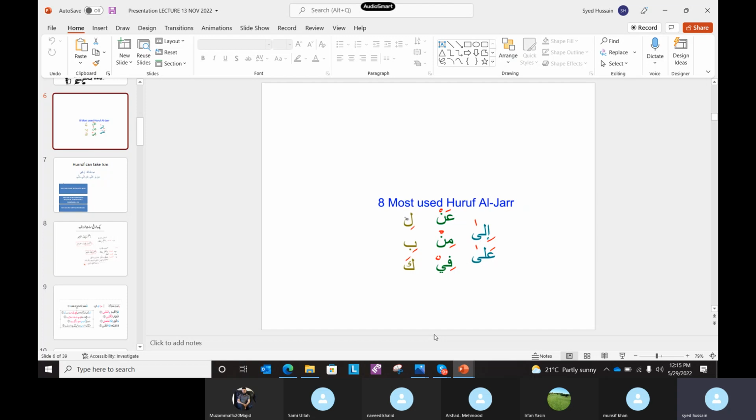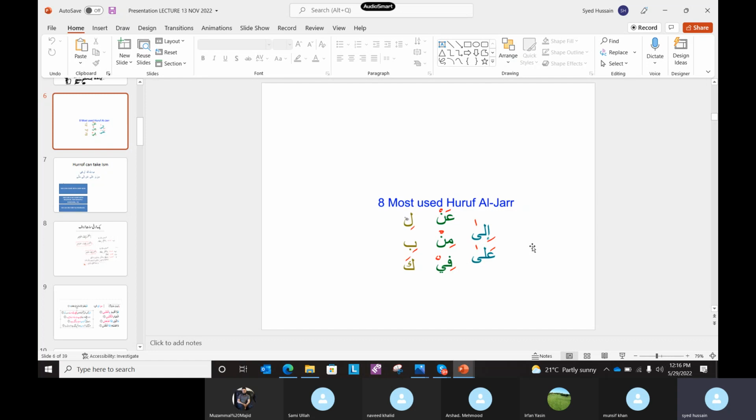and we say some of them are very important to learn and to understand their meaning and their use. And out of that, there are eight. Can you see my slide right here? Eight most used huruf al jar. So these are the most important.